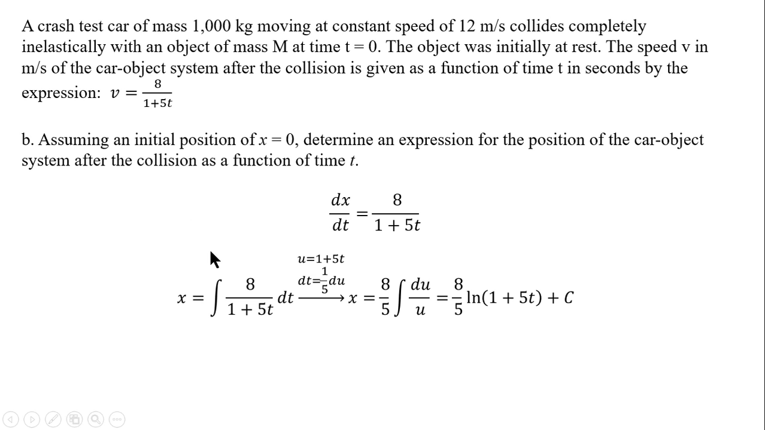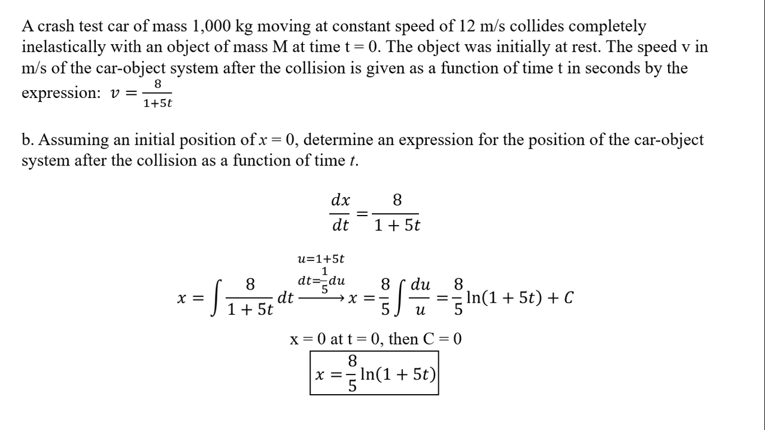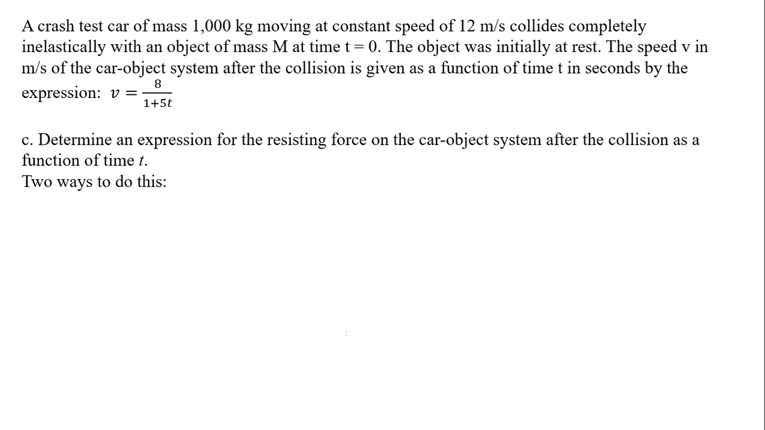Plus c. Now be careful here. This c is sort of required if you wrote it like this, and that's needed there. Now, at t equals 0, tell me something. What's going on with my distance? Well, it's supposed to be 0. So then c also must equal 0, right? Because if your distance is 0, then you have 0. Boom. So our answer is 8 over 5 natural log 1 plus 5t. Moving on. Nice little integration there.